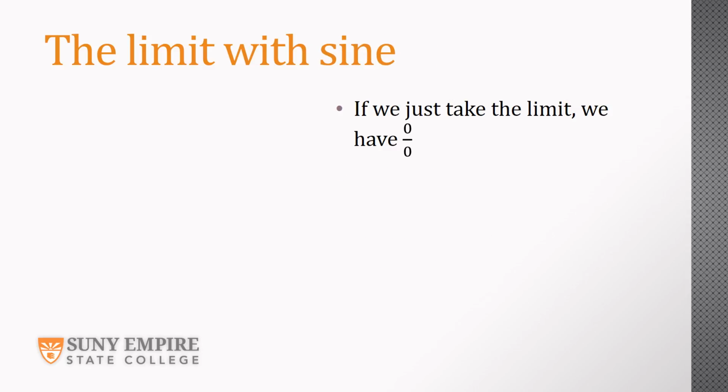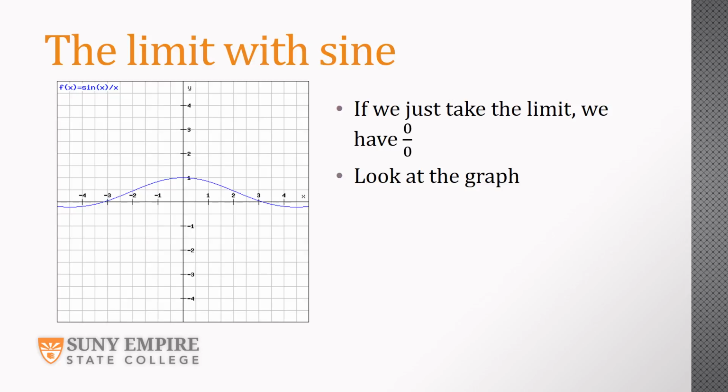We also have an indeterminate form for the limit involving sine, where we would have 0 divided by 0. Again, we need to look at the graph of this particular function. The graph clearly approaches the same value from both directions. So the limit as a approaches 0 of the sine of a divided by a is 1.